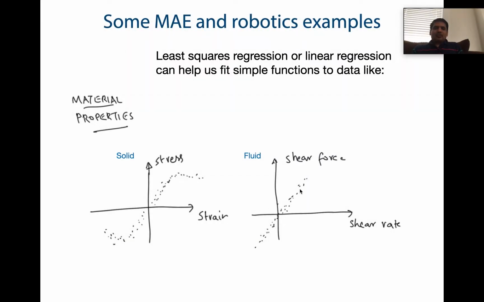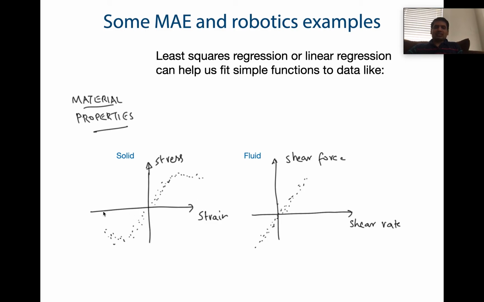If you took a fluid and subjected it to a particular shear rate and measured the shear force, you might get data that looks like this. And you could fit a straight line through this data. And if you take the slope of that straight line, that's basically the viscosity of a fluid.